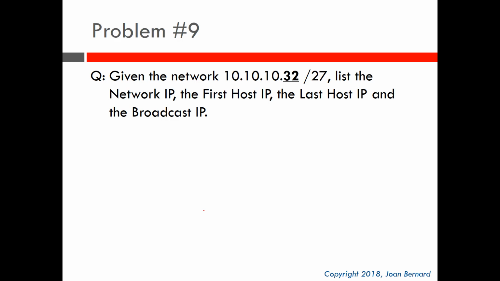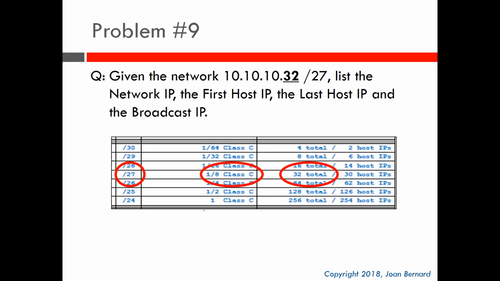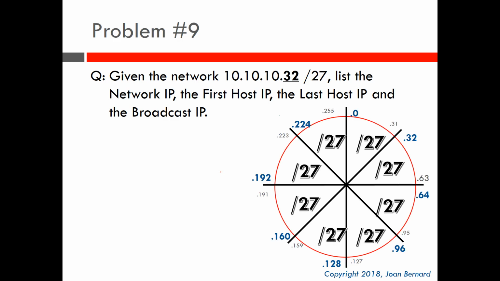Problem 9. Given the network 10.10.10.32/27, list the network IP, the first host IP, the last host IP, and the broadcast IP. Now a /27, when we look at our cheat sheet, we see that a /27 has a total of 32 IP addresses and could be represented by 8 different slices in that pie, or 1/8 of the Class C. It might look something like this. So I'm going to be looking at the network .32. That is my starting point, so I'm going to be focusing on this subnetting range of IP addresses.